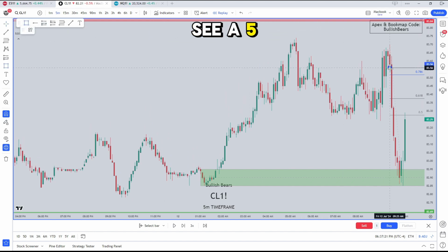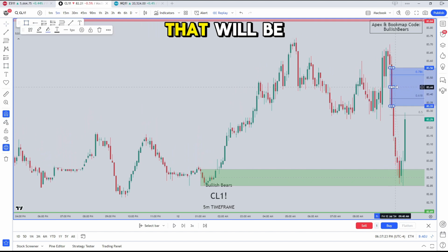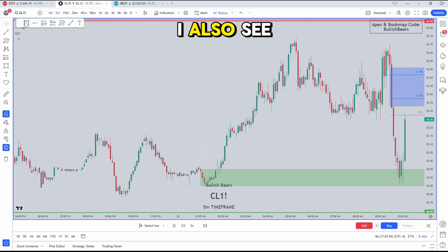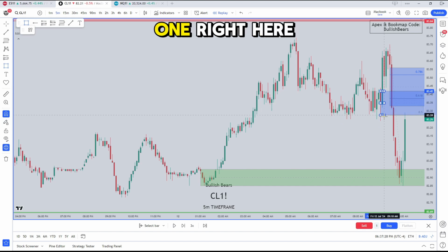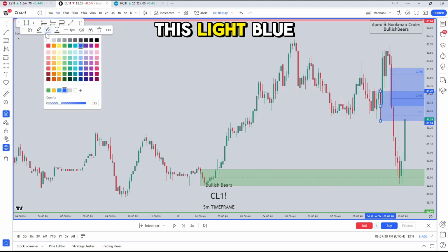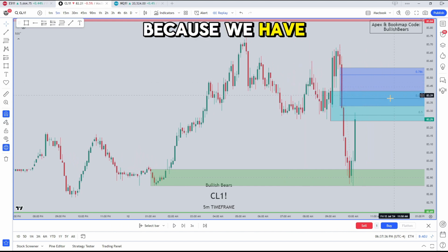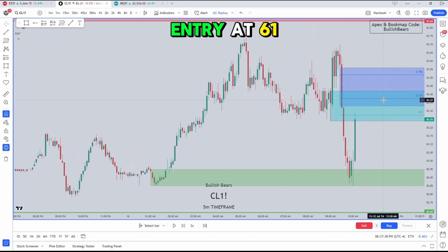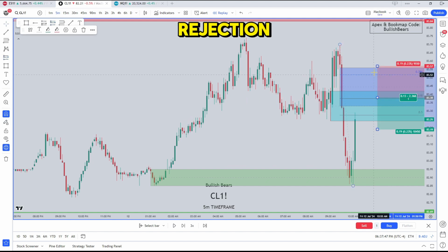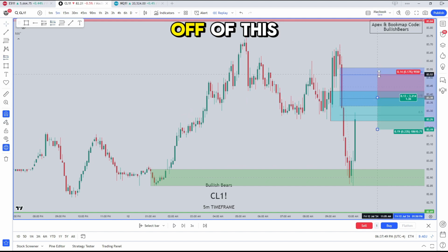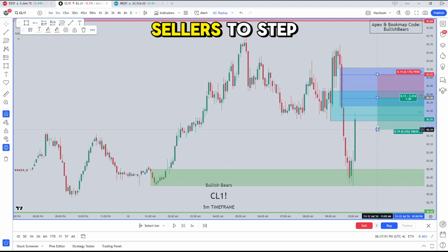So now I see a 5-minute fair value gap right here. That will be this blue zone. I also see a breaker block, which is this one right here, which will be this light blue zone. Now I am looking at this and I'm saying, where am I going to enter? Well, because we have our optimal trade entry at 61%, we have our 78%, both of these are in the fair value gap. I'm going to look to see for a fast rejection or fast reaction off of this fair value gap, and I want sellers to step in.